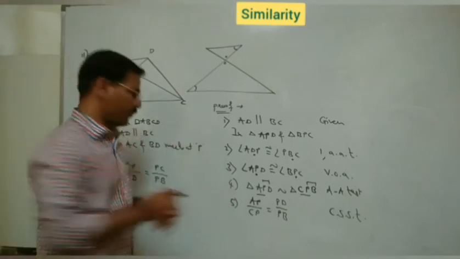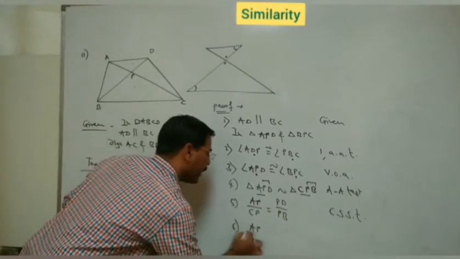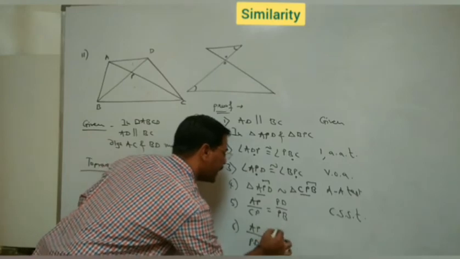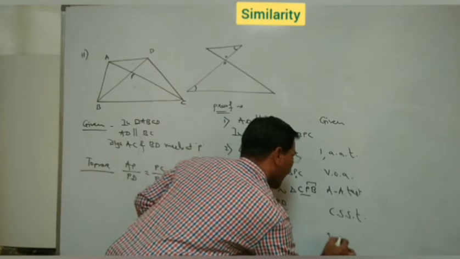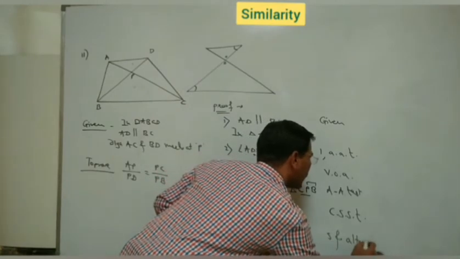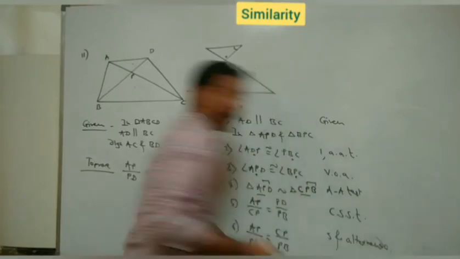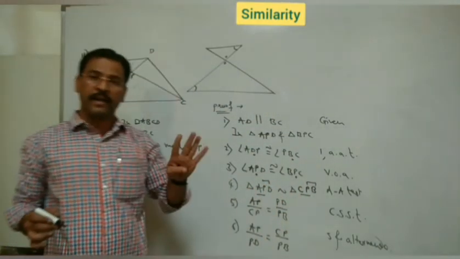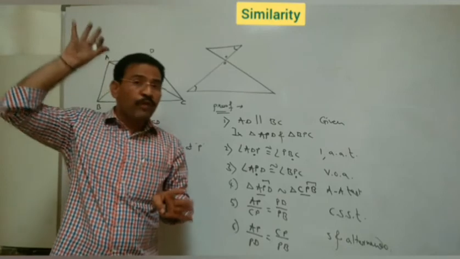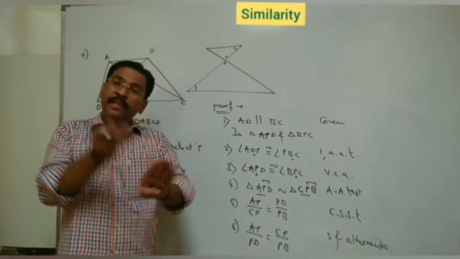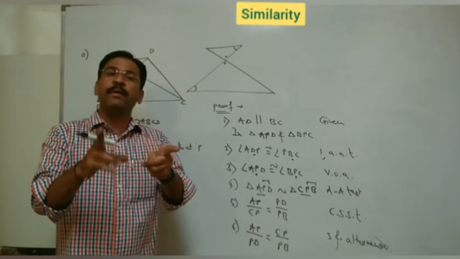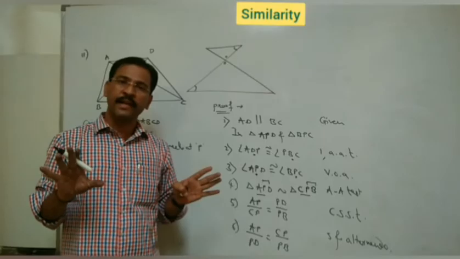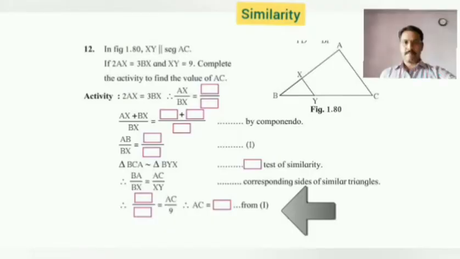That is the proof. See here. AP upon PD equals CP upon PB. This is from 5 and alternando. So remember friends, all these operations are from 9th standard. Means what we studied in a previous standard, or previously studied properties, we have to apply anytime. That means you should remember all these properties. Understand? See here friends, this is the 12th one.